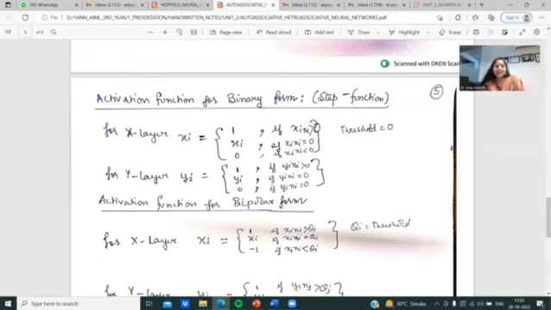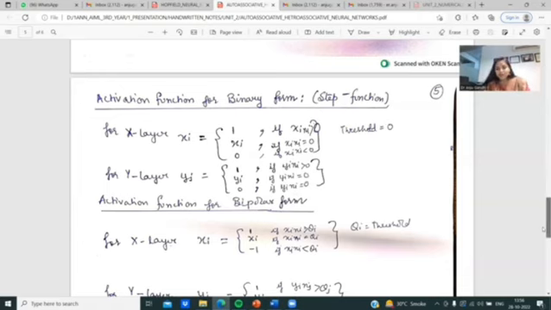Threshold is 0 here. In the case of the Y layer, we have to calculate it at the Y layer as well, because it will be done at both the layers, since it's a recurrent network, right? So here again, the same logic: if the product is greater than 0, it will be 1. If it is equal to 0, it will be Y. If it is less than 0, it will be 0. Here some mistake is there.